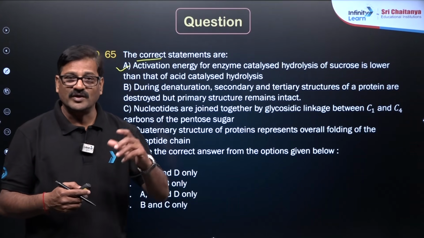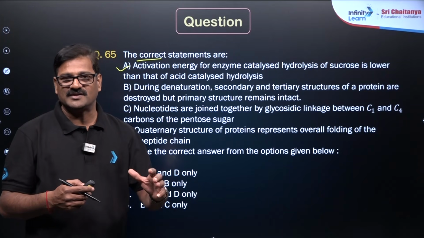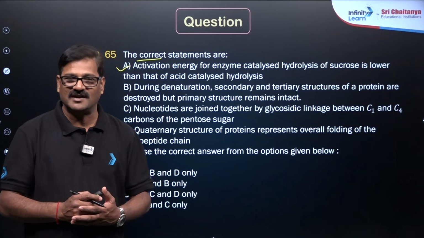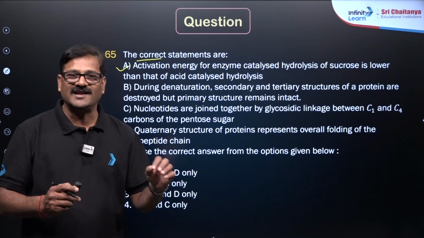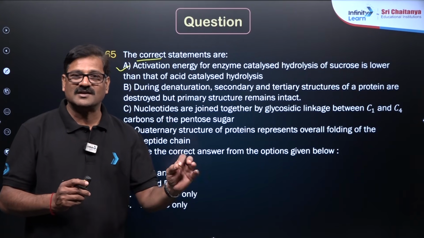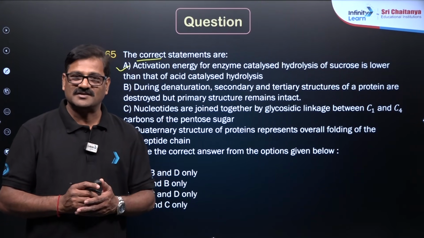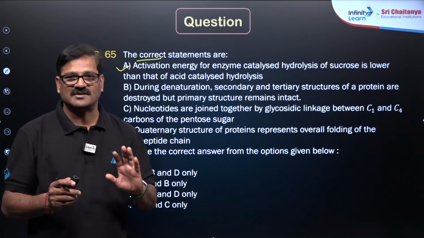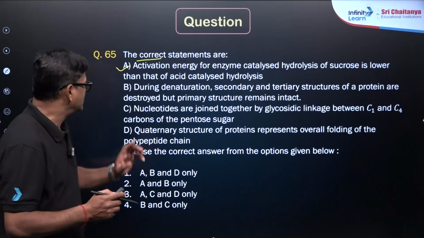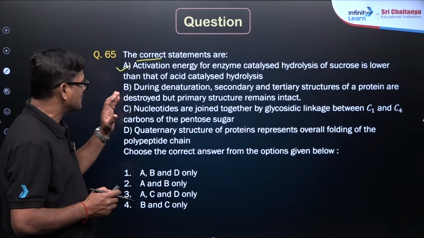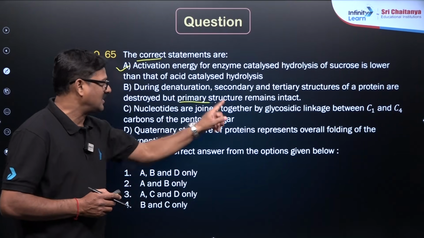So when you heat or disturb the protein, it is going to lose its structure and lose its biological activity. That is called denaturation of protein. In this denaturation, only quaternary structure and tertiary structure are going to be disturbed. Secondary structure and primary structure remain intact. So you can say during denaturation, secondary and tertiary structures of protein are destroyed, but primary structure remains intact.